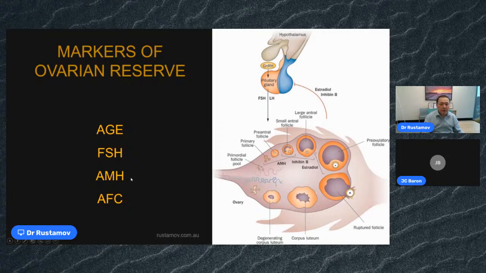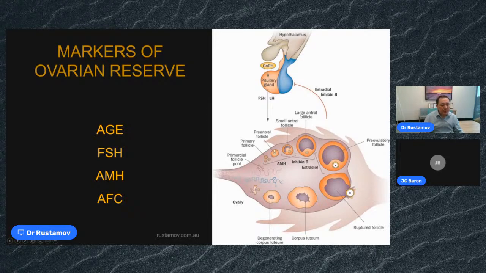Now we're moving to the reliable direct markers of ovarian reserve, AMH and AFC. Anti-Mullerian hormone is produced from antral follicles, the antral follicles we discussed earlier. When you do an ultrasound scan, you see tiny follicles, less than 1 centimeter. These are called antral follicles. These tiny follicles produce anti-Mullerian hormone from their follicular cells, called granulosa cells. So if a patient has lots of small tiny antral follicles, they have high AMH levels. If they have a small number of antral follicles, they have low AMH levels.